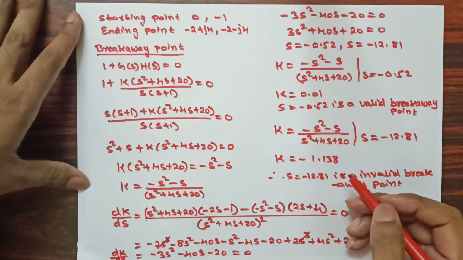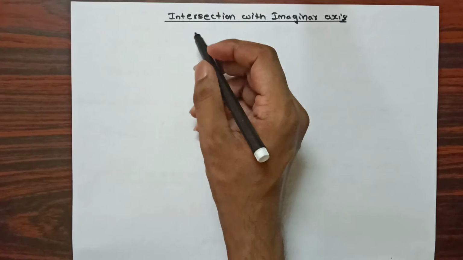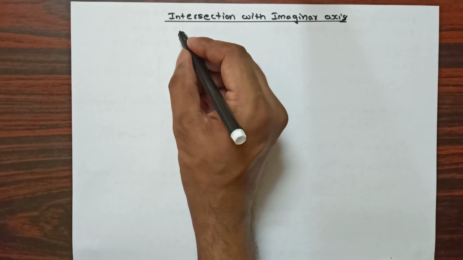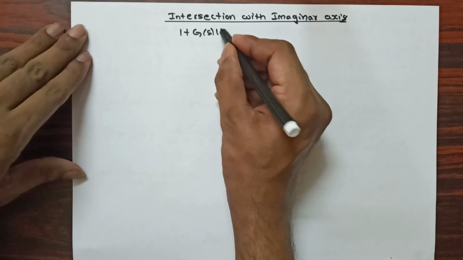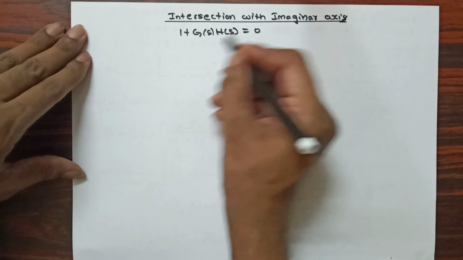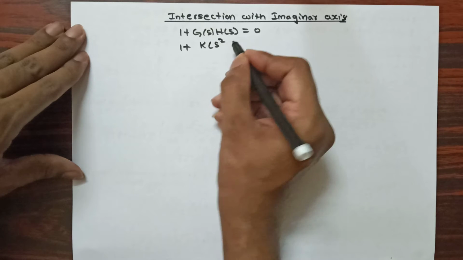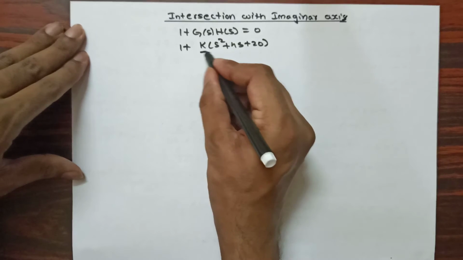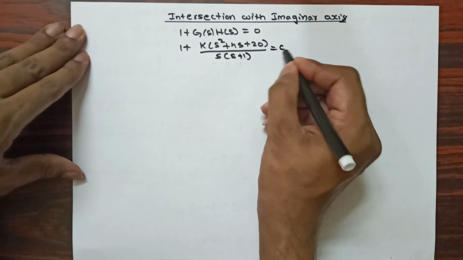Next I am going to calculate the intersection with the imaginary axis. To calculate the intersection with the imaginary axis, we need to apply the Routh method. For the Routh method, first we need to consider the characteristic equation, that is 1 plus G(s)H(s) is equal to 0. 1 plus G(s)H(s) is k into (s square plus 4s plus 20) divided by s into (s plus 1) is equal to 0.